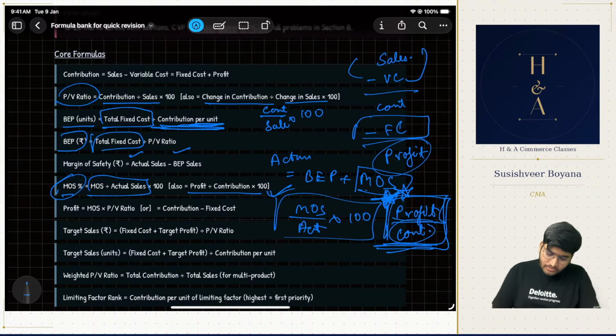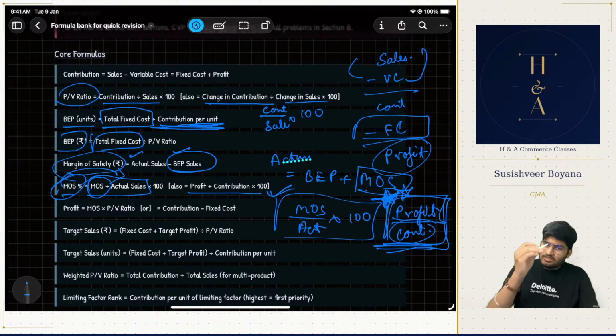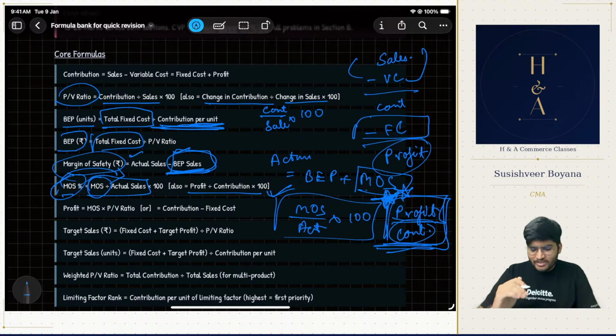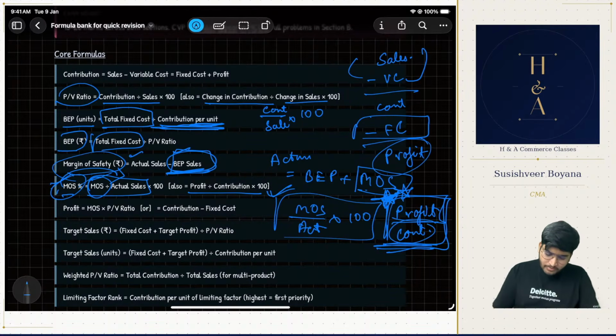On the basis of percentage of MOS, if you multiply it on actual sales, you get MOS. Once you get MOS, you might get BEP. So this is how they can structure it. They might ask you the endpoint as BEP, or they might give you a master question and the sub MCQs, maybe 4 or 5. They ask you each of them one by one in separate MCQs.